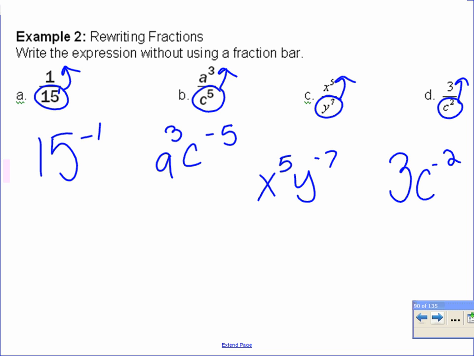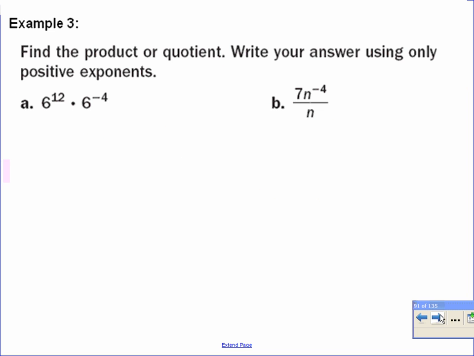Sean, are you okay? Okay, just making sure. You had a confused look, just checking. Any other questions or comments on those? Okay, let's go to example 3. These ones make much more sense.